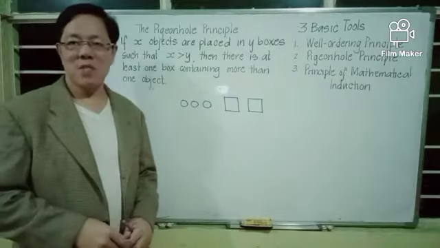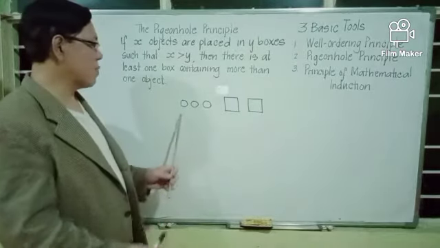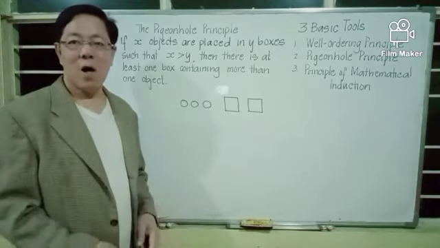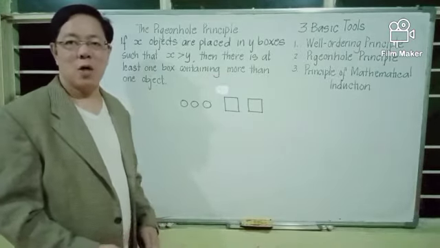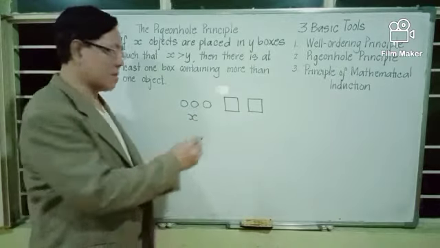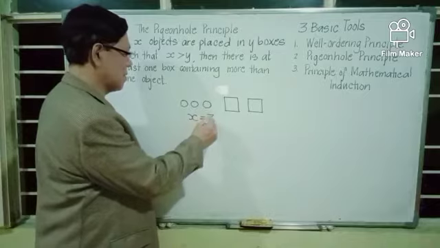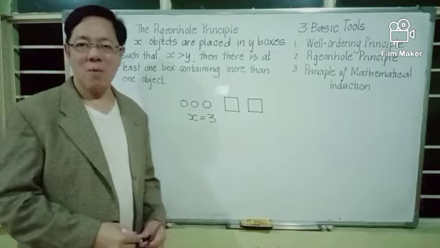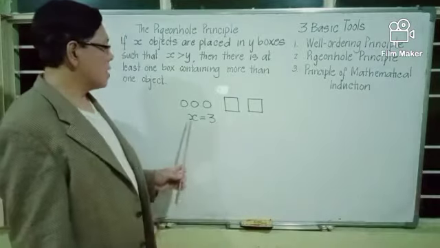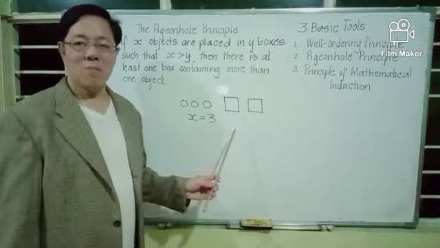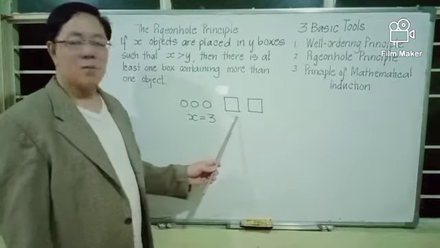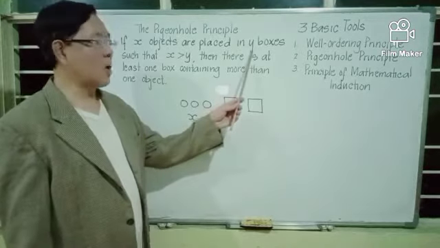We take a specific example. Suppose we are given 3 marbles, and these are the objects mentioned in the Pigeonhole Principle. Therefore, X in this example is 3. We have 3 objects, that are 3 marbles, and these 3 marbles are to be placed in these boxes. And we have 2 boxes.